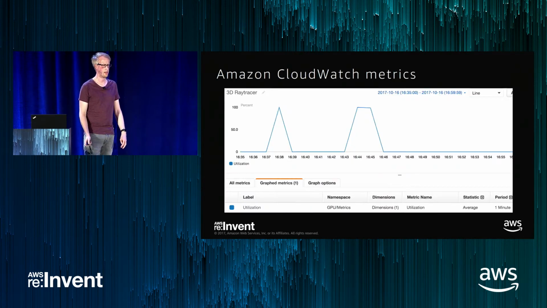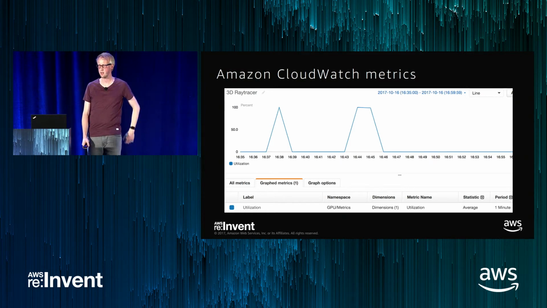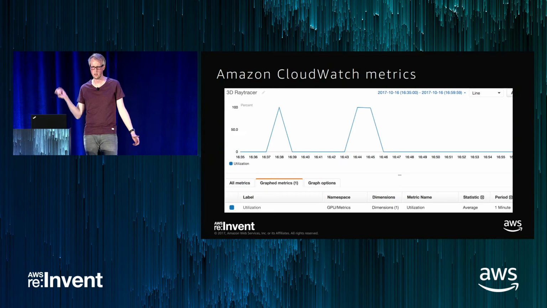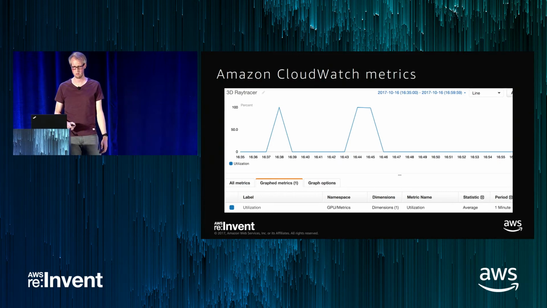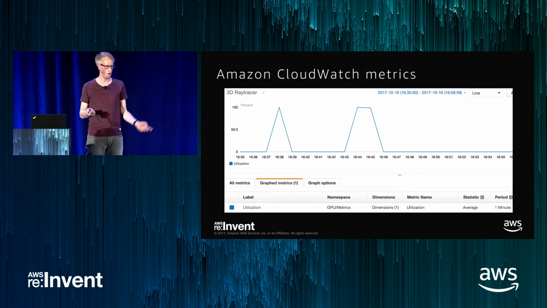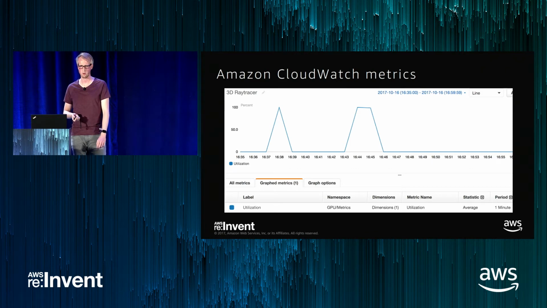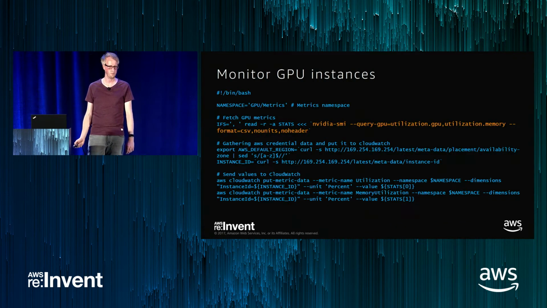This is how it looks if you push a custom metric to CloudWatch. This is what happened while I was rendering the image I shared before. So you see all the GPUs in that GPU instance were fully utilized for just the 2 minutes the rendering took, and then they were back idle again. And now I could go ahead and build alarms on this and monitor my fleet of GPU instances.